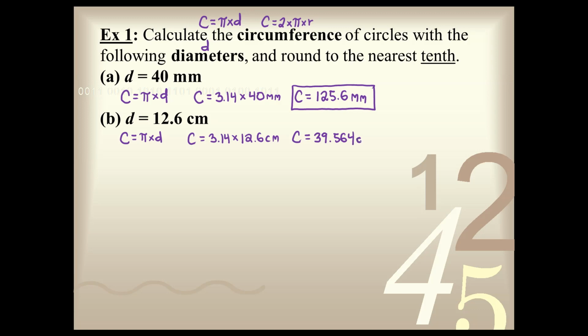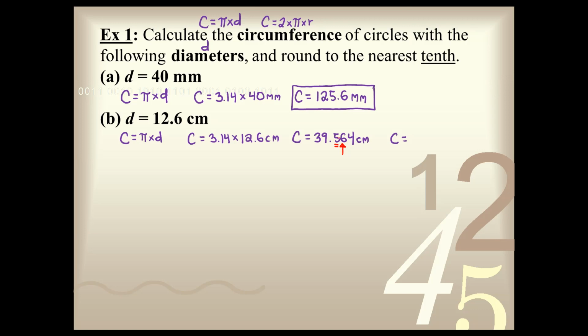339.564 centimeters. However, the problem wants me to round to the nearest tenth. So the nearest tenth is the first decimal place. To correctly round, we have to look at what the number is in the hundredths position. If the number in the hundredths position is 0 through 4, we don't do any rounding.